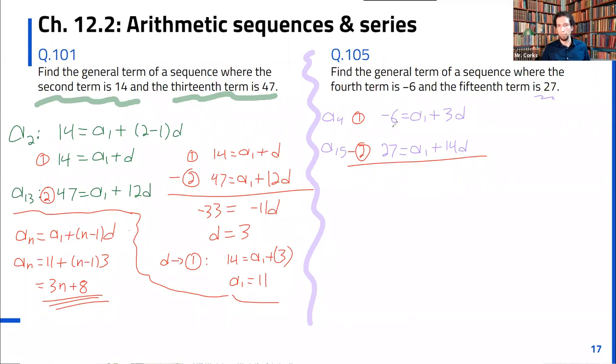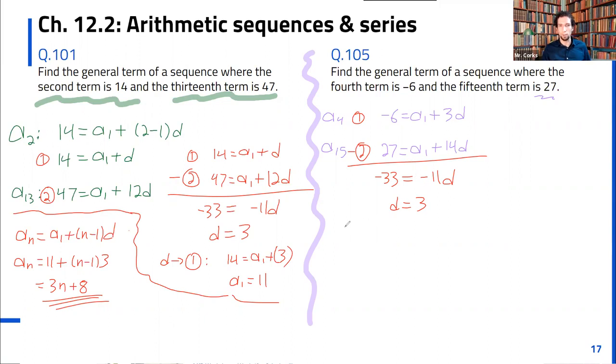So on the left, -6 minus 27, what do we get? -33. Again, like on the other question. A1's disappearing, and what's our other term going to be? -11d. Complete coincidence. Maybe I should have chosen a different question just so we don't get confused and think this is always going to happen. But d happens to be 3 here, okay?